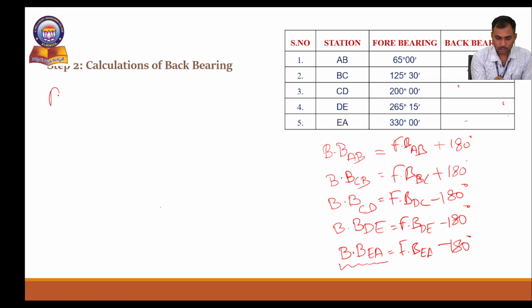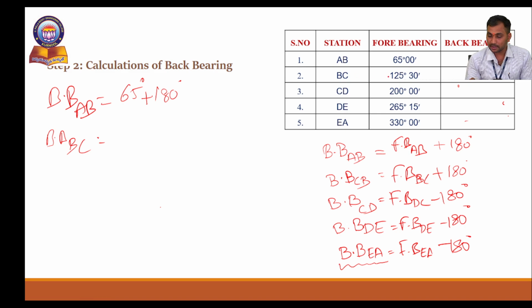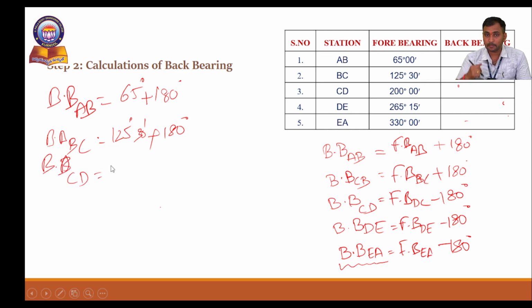Right. Now the back bearing of AB is 65 degrees plus 180 degrees. Okay, right. Next, back bearing of BC. What is the fore bearing of BC? It is 125 degrees 30 minutes plus 180 degrees. Next, what is the back bearing of C to D? The fore bearing of CD is 200 degrees minus 180 degrees.